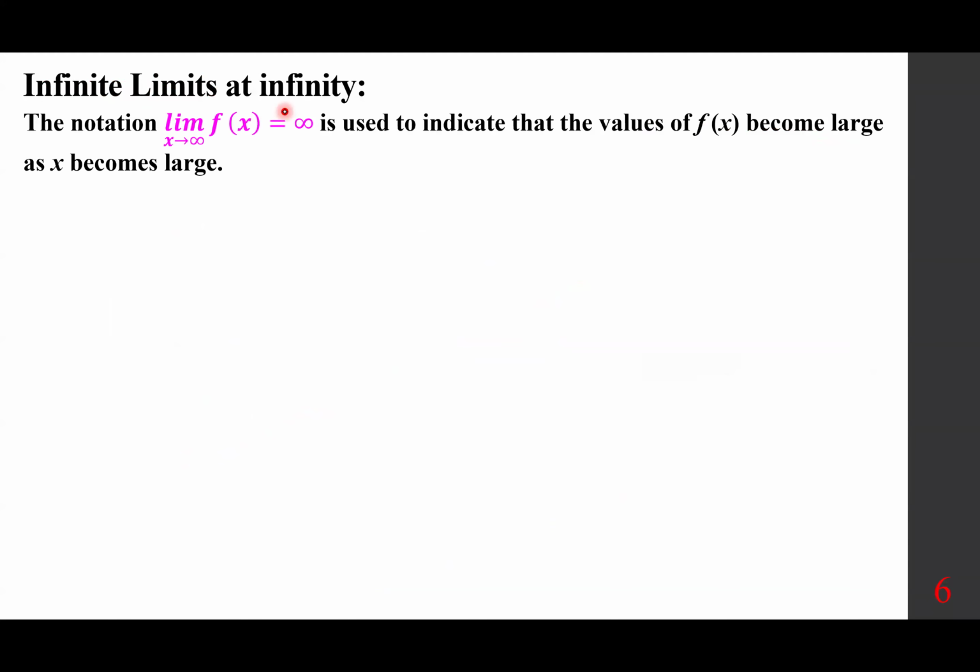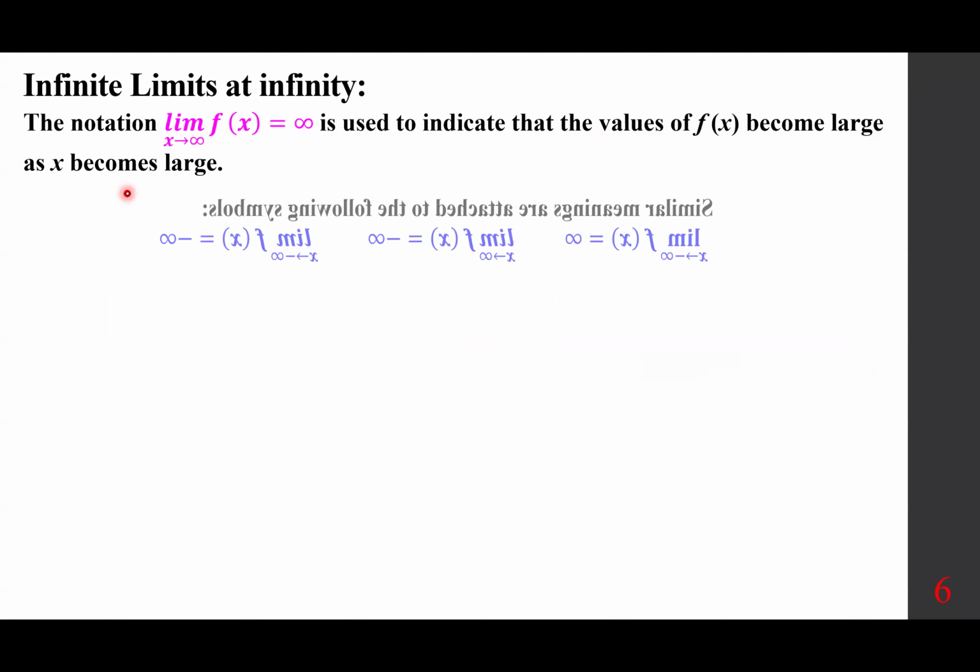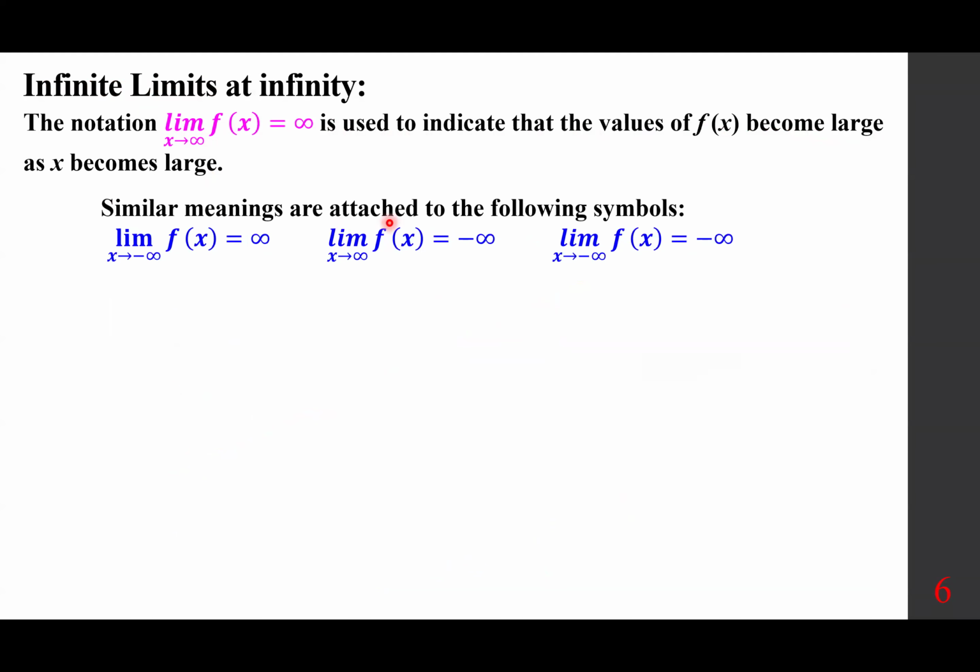Infinite limits at infinity. The notation limit of f of x as x approaches infinity equals infinity is used to indicate that the values of f of x become large as x becomes large. Similar meanings are attached to the following symbols: limit of f of x as x approaches negative infinity is infinity; limit of f of x as x approaches infinity is negative infinity; and limit of f of x as x approaches negative infinity is negative infinity. All of which refer to what we learned in algebra as the end behavior. By end, it means what happens when x approaches either positive or negative infinity.